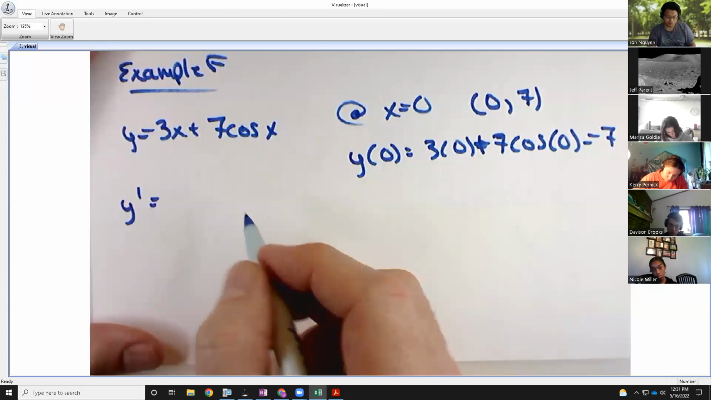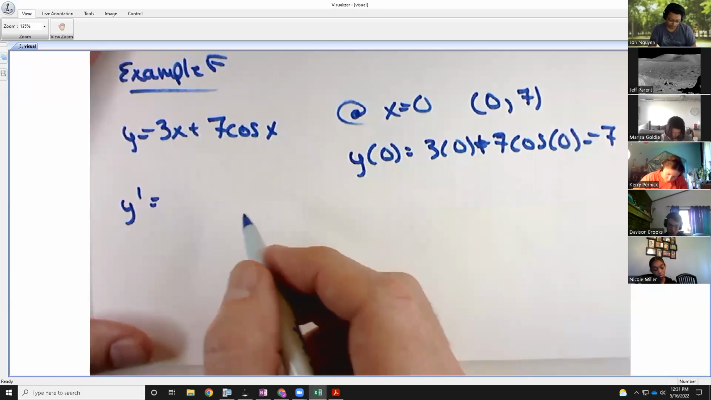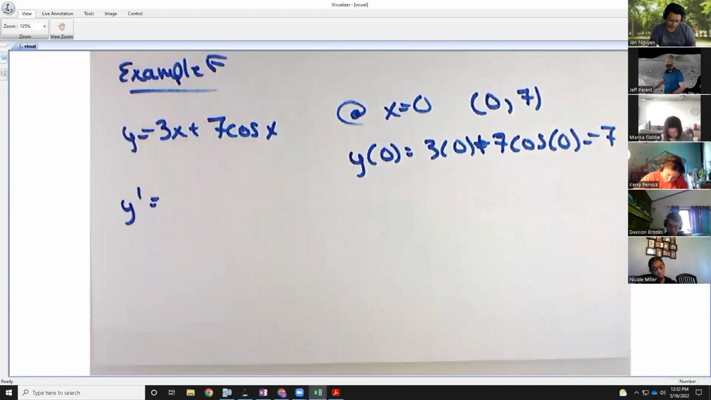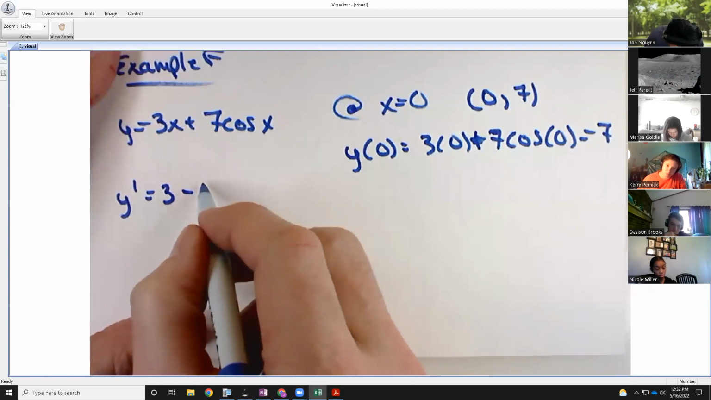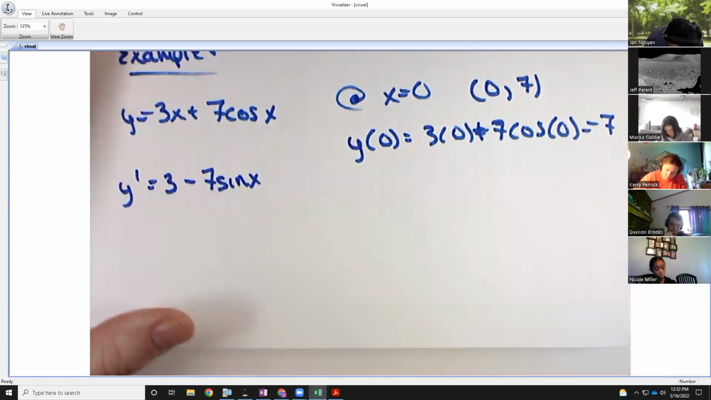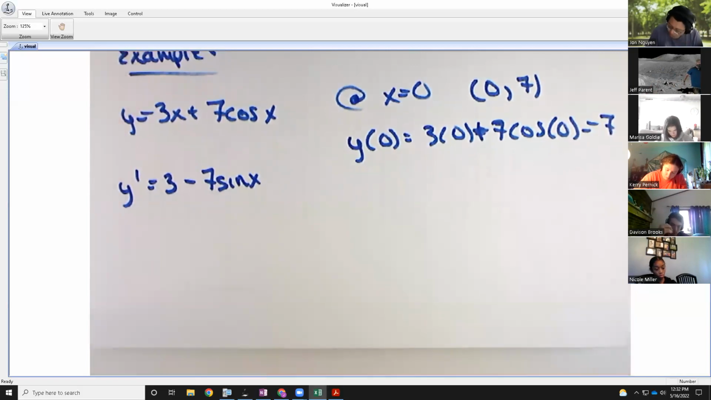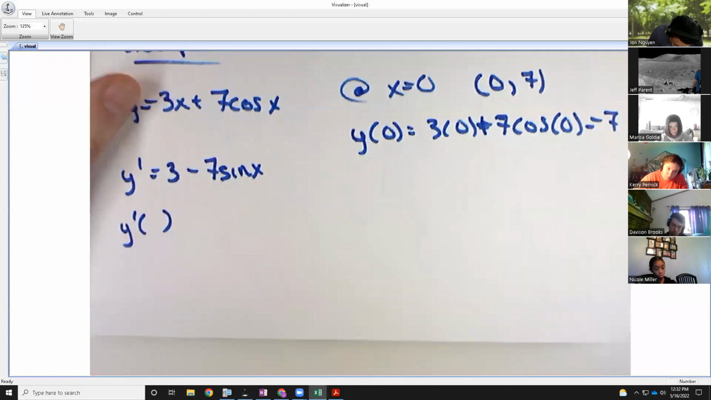Yeah, find the derivative. So some help in finding the derivative. Anyone? Ryan? What's the derivative going to be, please? 3 plus negative sine x. Perfect. Now I'll just take that negative and factor it out there. So 3 minus 7 sine of x. But yeah, 3 plus negative 7 sine of x. Both of them work. That's great. Awesome. Thank you, gentlemen.